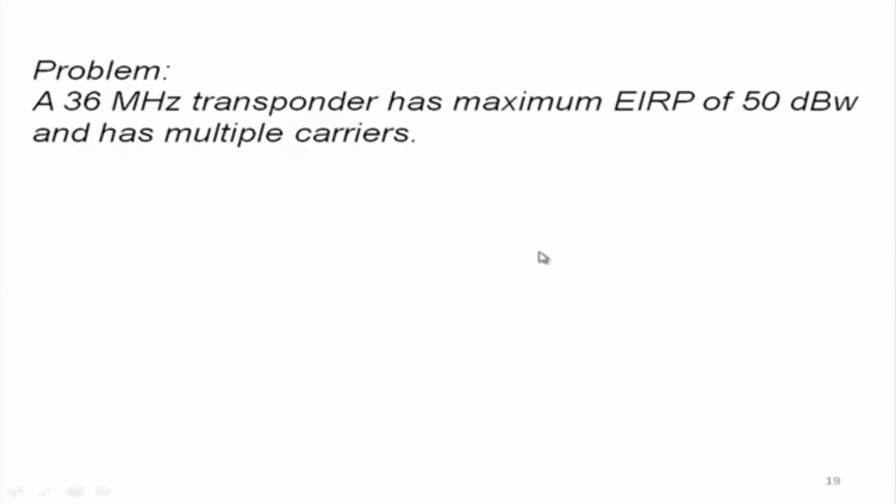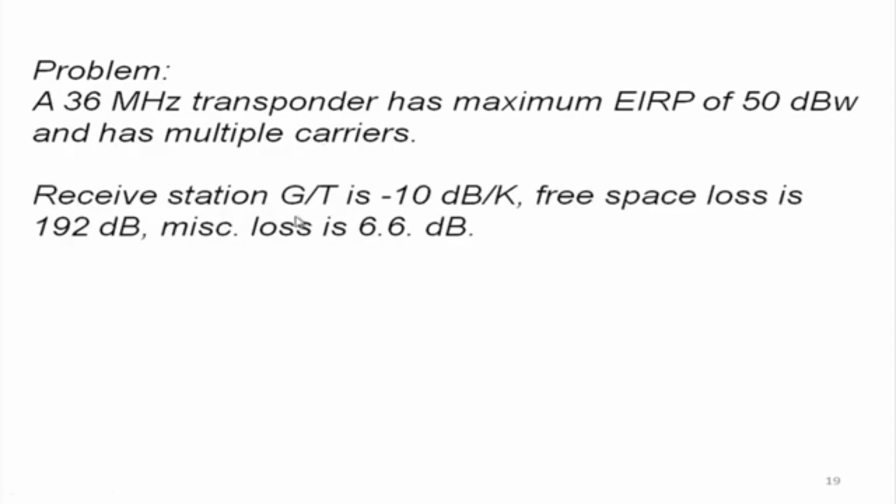Now, let us take another problem in terms of EIRP. That last one was in terms of C/N. So, it is a 36 megahertz transponder that has a maximum EIRP of 50 dBW. Last time it was given C/N0 of 81 dB-Hz. So, it has multiple carriers, and the other information given is the receive station G/T, which is minus 10 dB per K.